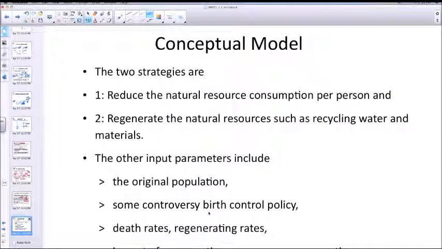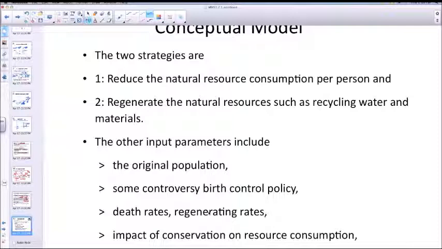At the conceptual level, we look at two strategies. The first one is reduce the natural resource consumption per person. Of course, it's easy to say, it's hard to do in the material world. Like driving a smaller car, driving less, carpool, whatever you can do. And also recycling the water, the material.